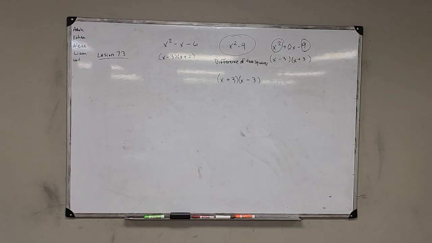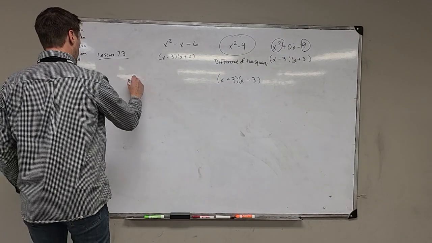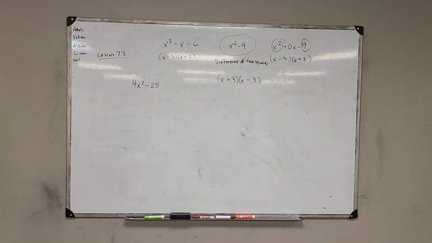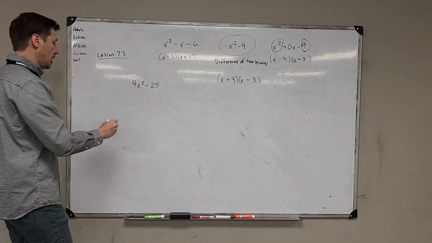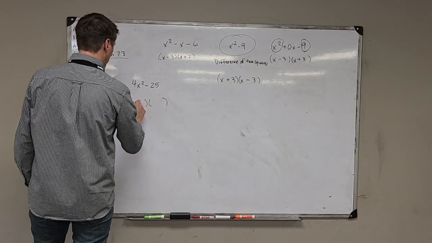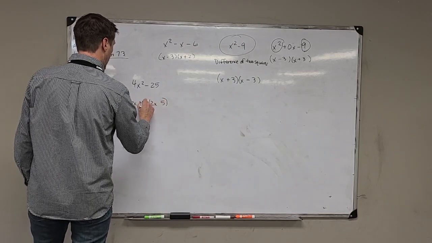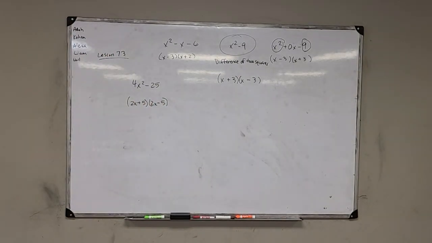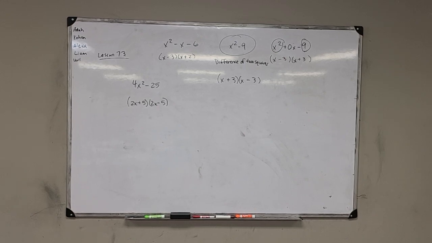Simple, we're done. So I could also give you something like this. If I said 4x squared minus 25. You look at that and you're like, 4x squared is a perfect square. The square root of 4x squared is what? 2x. Square root of 25 is 5. And so I just say, oh, no problem. 2x, 2x, 5, 5. And put alternating signs in the middle. And I'm done. All right, so the only trick to this is just making sure you recognize that it's the difference of two squares. Okay?